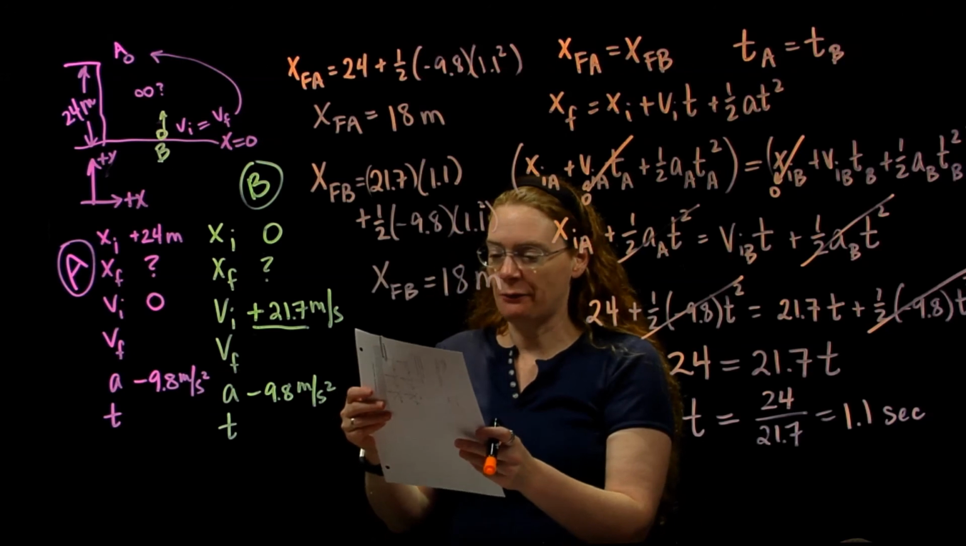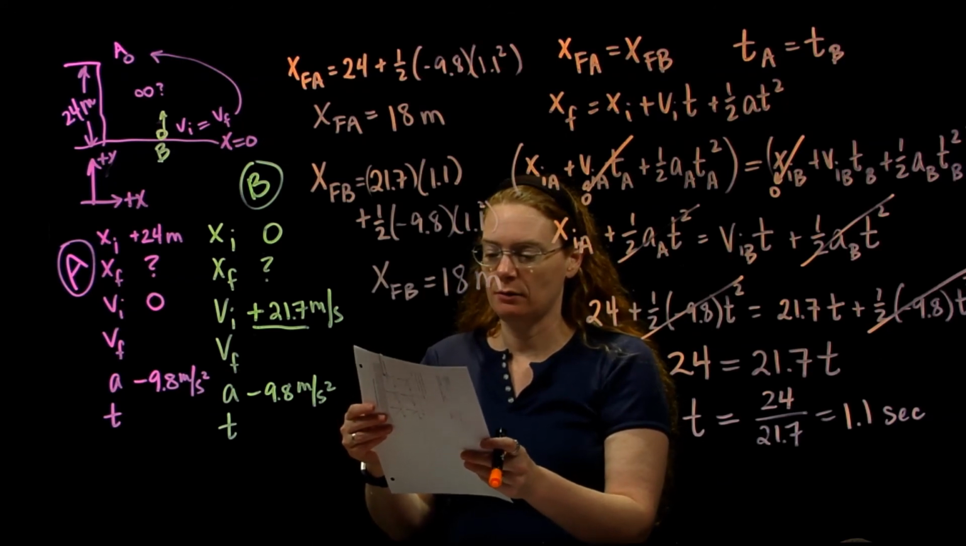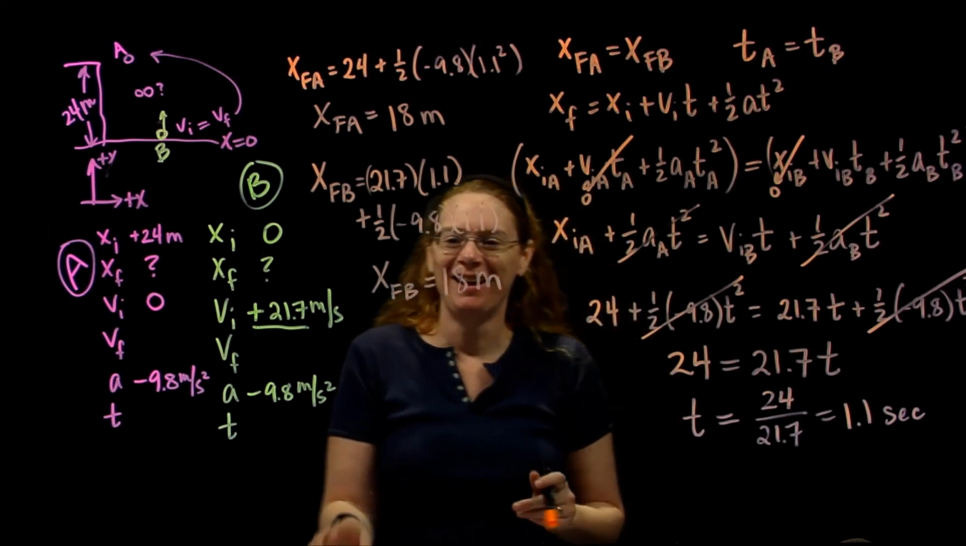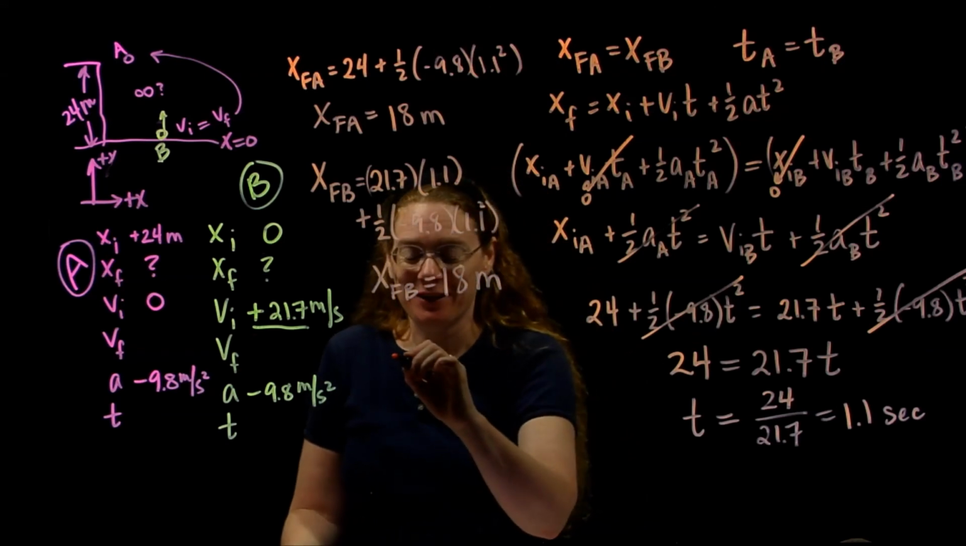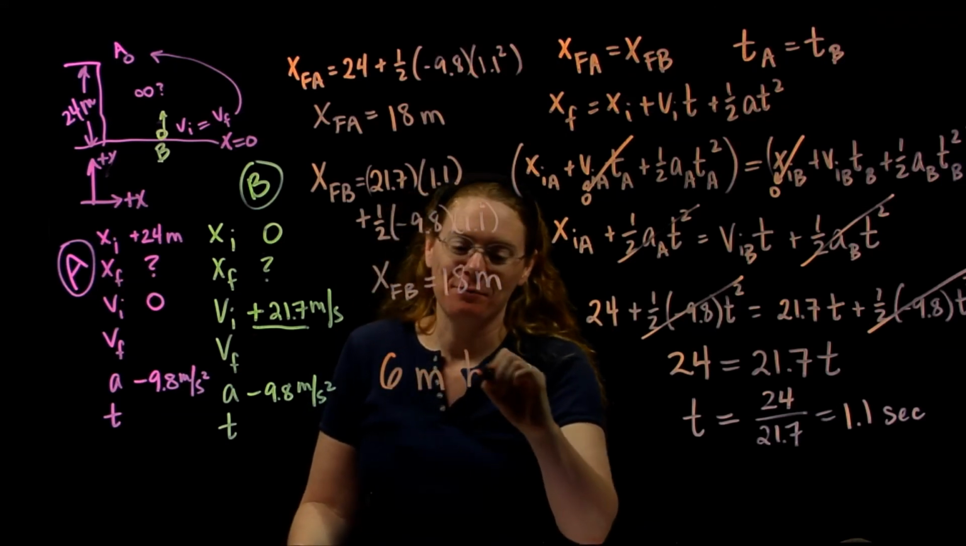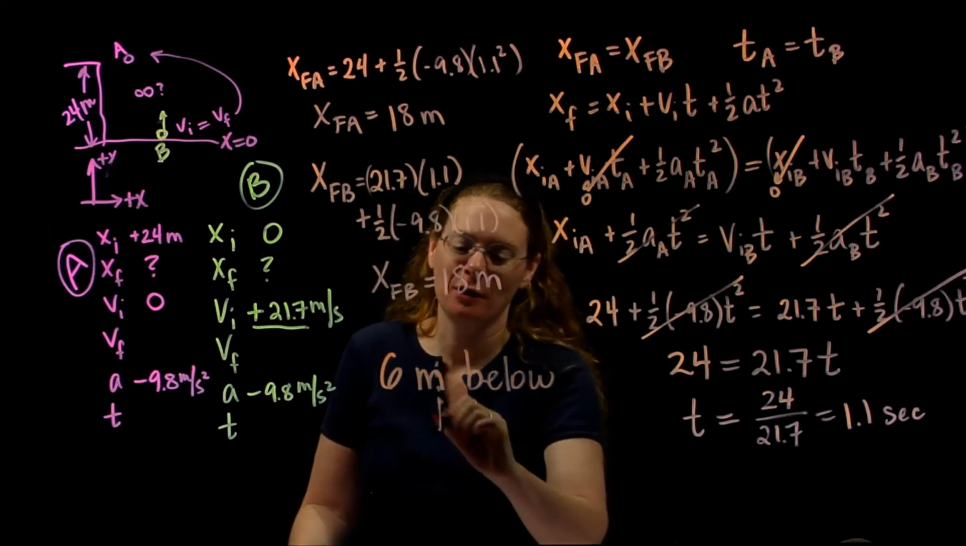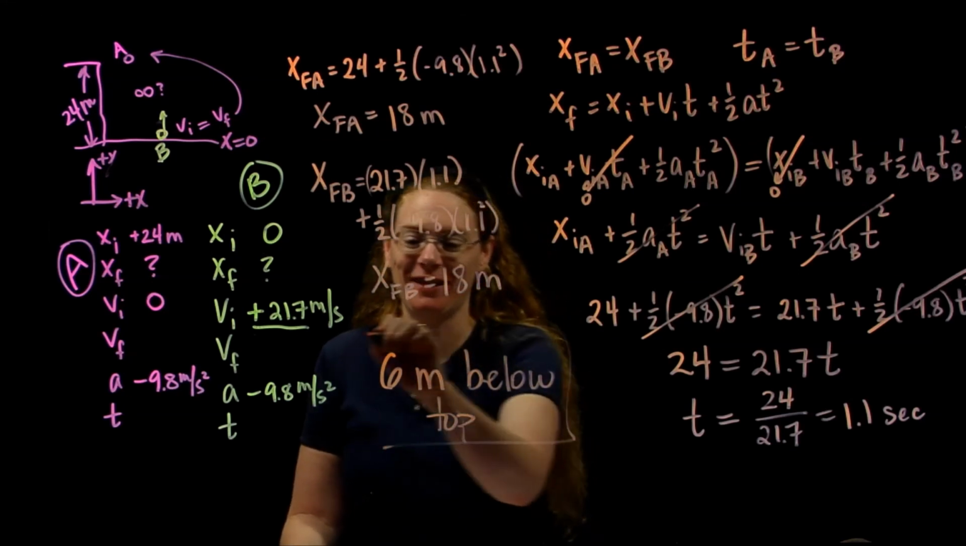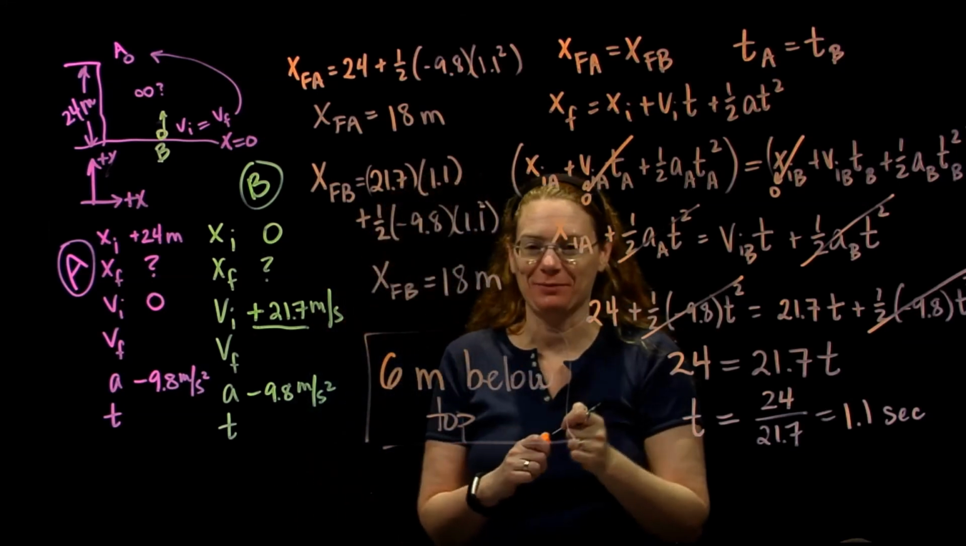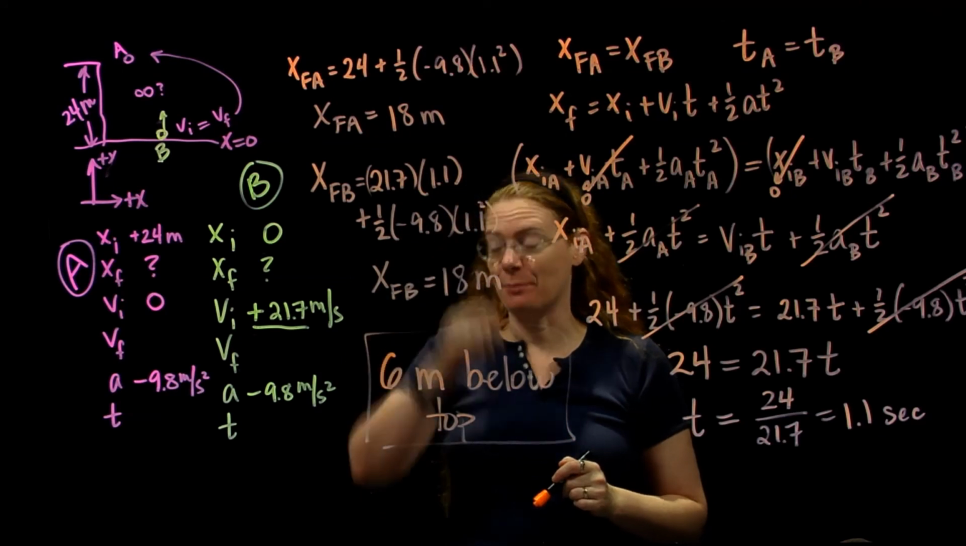The question is, how far below the top of the cliff do the stones meet? Oops, we haven't answered it yet. So the question is really asking for 6 meters below the top. So that's the real answer to the question. 6 meters below the top of the cliff.